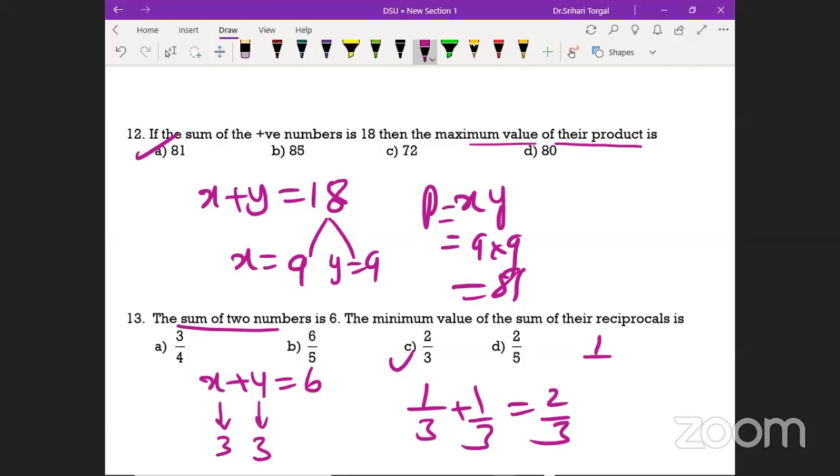Sum of their reciprocals, what is the meaning of that? S is equal to 1 by x plus 1 by y. You have to calculate that.